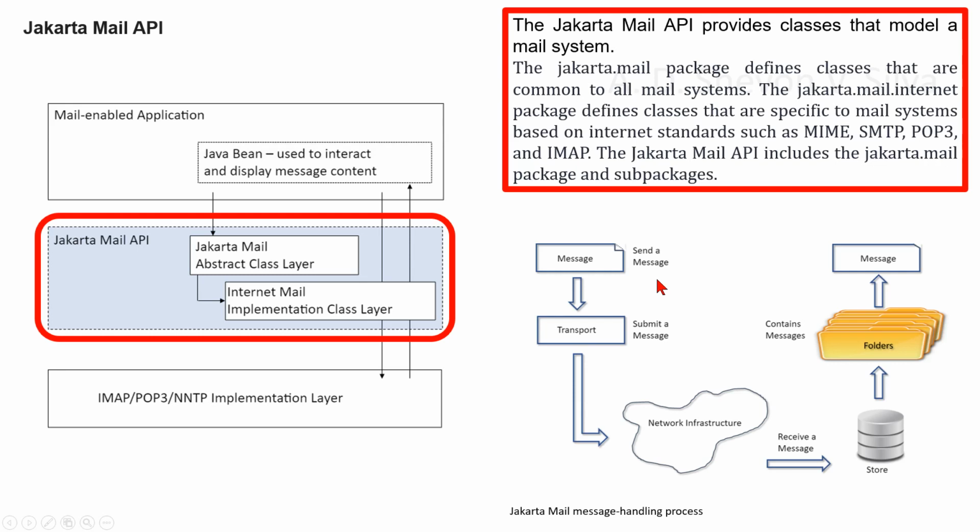Jakarta Mail has no knowledge of the data type or format of the message content. A message object interacts with its content through an intermediate layer, Jakarta activation. This separation allows a message object to handle any arbitrary content and to transmit using any appropriate transmission protocol by calls to the same API methods.